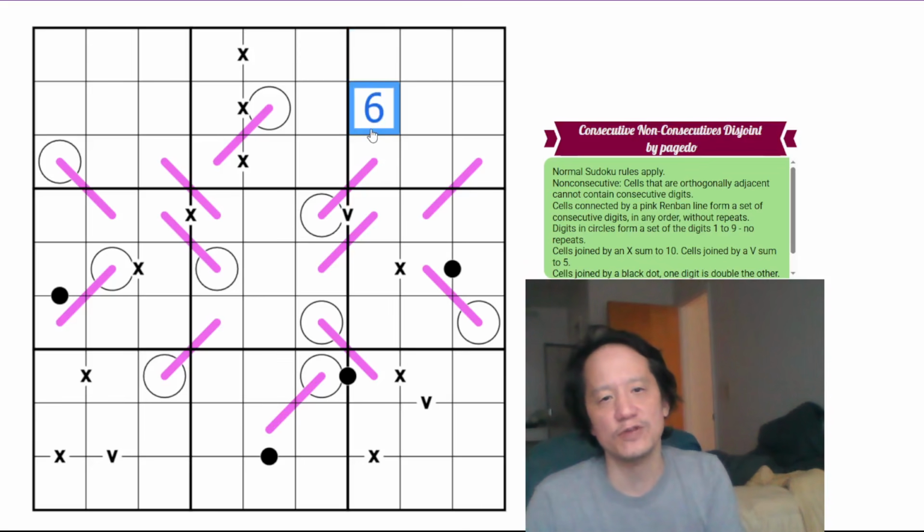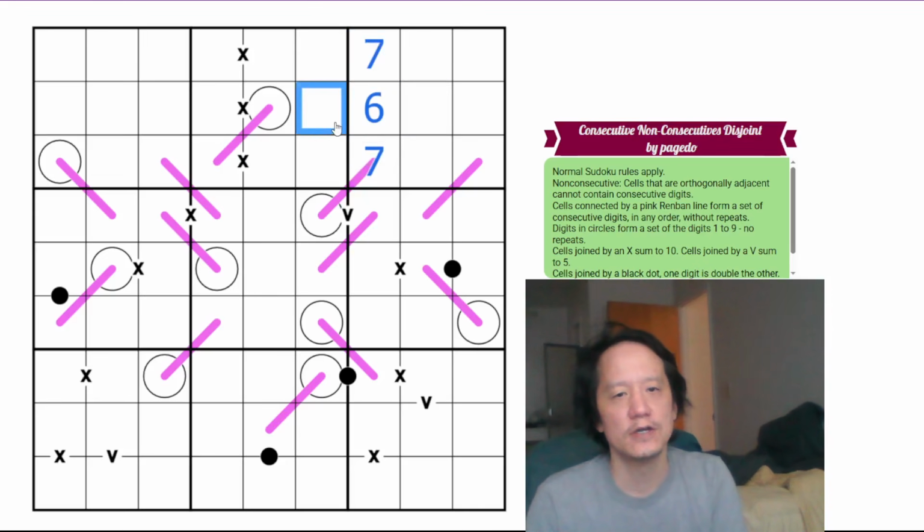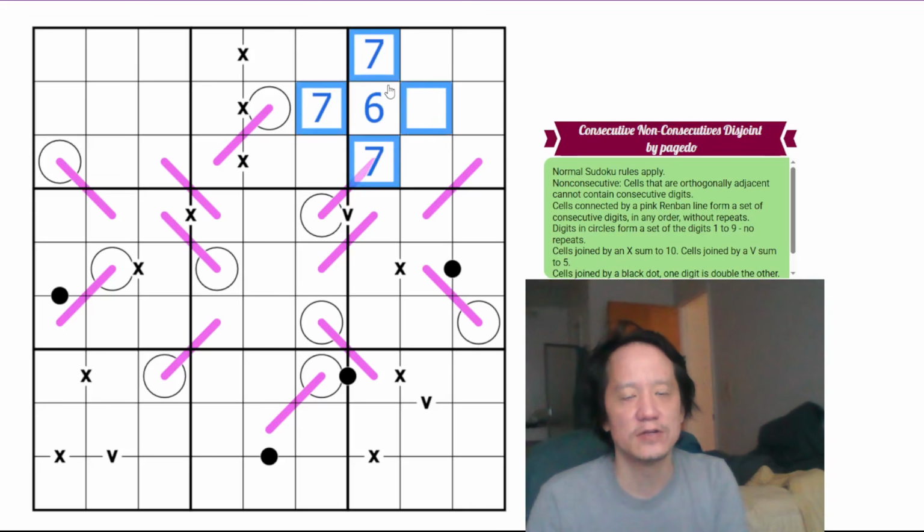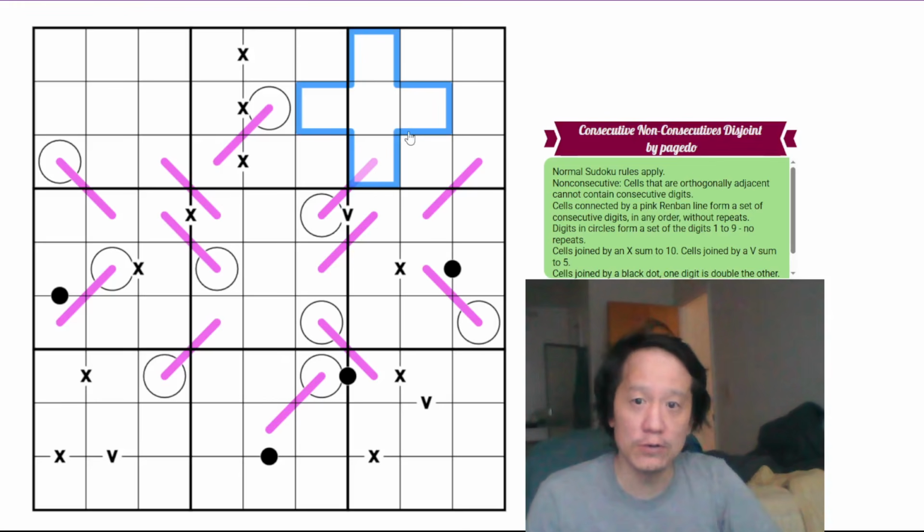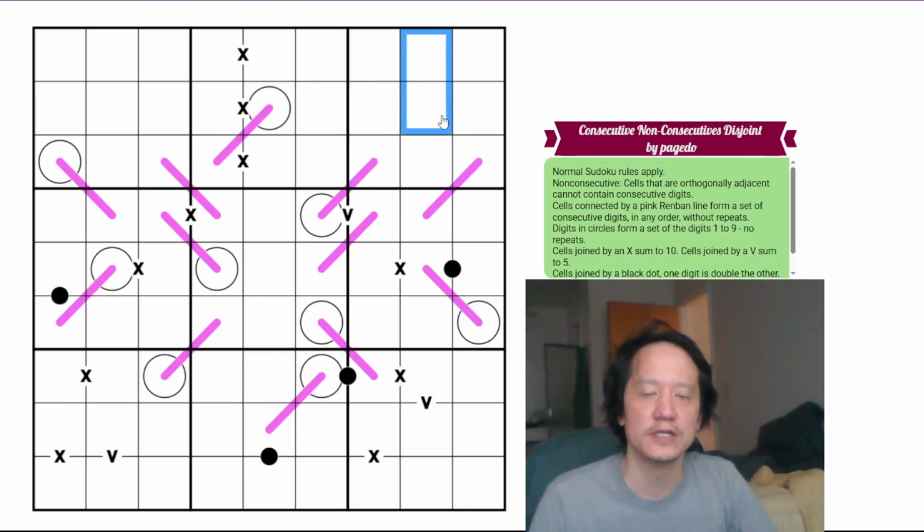But orthogonally adjacent cells, which means cells that share an edge, cannot contain consecutive digits. So, for example, if this were a 6, this could not be 5 or 7 here, here, or here. That's not allowed in this entire puzzle. So no cells that are orthogonally adjacent can contain consecutive digits.